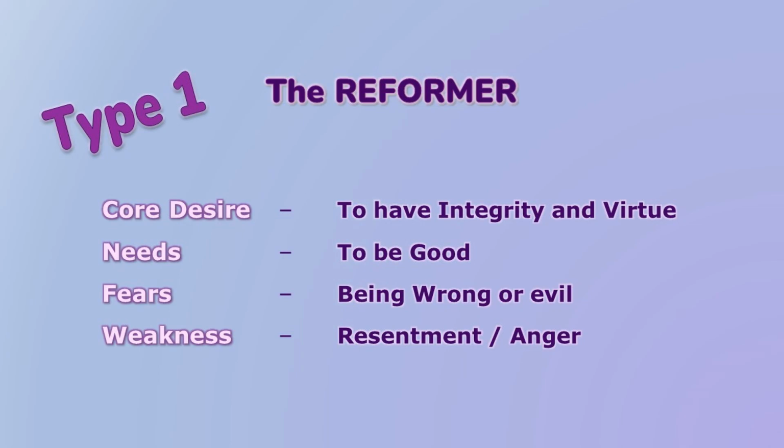Type 1s are the reformers. A reformer's core desire is to have integrity and virtue, so they have this need to always be good. They fear being perceived to be wrong or evil, and their weakness is anger or resentment. So they hold that anger in, and that leads to frustration.